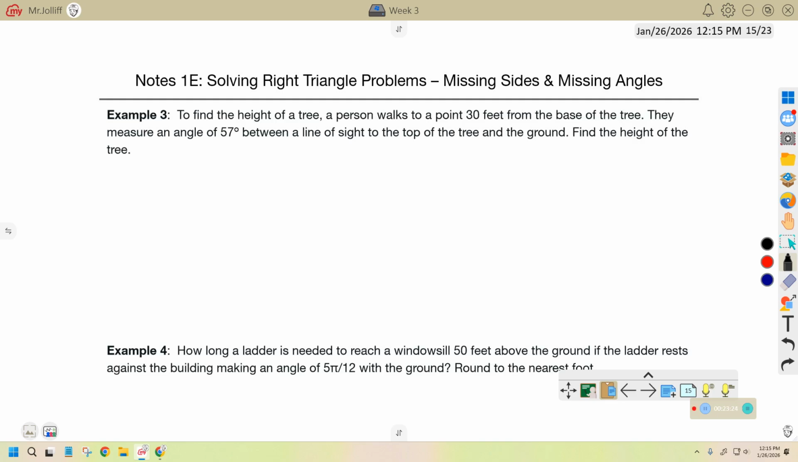Find the height of a tree. A person wants to point 30 feet from the base of the tree. They measure an angle of 57 degrees in a line of sight to the top of the tree and the ground. Find the height of the tree.